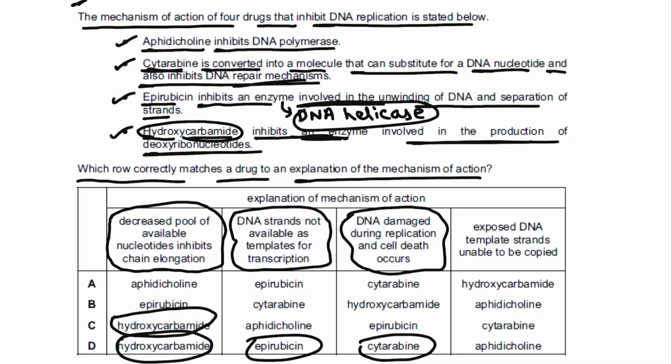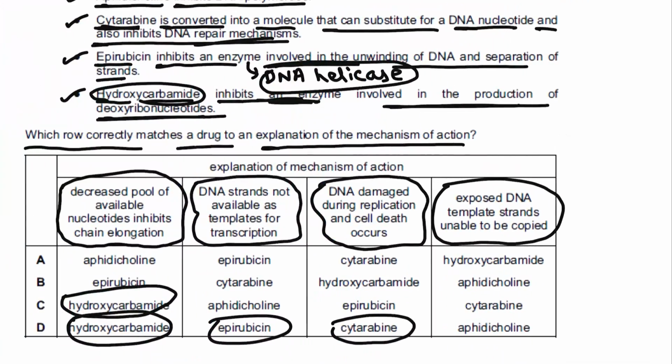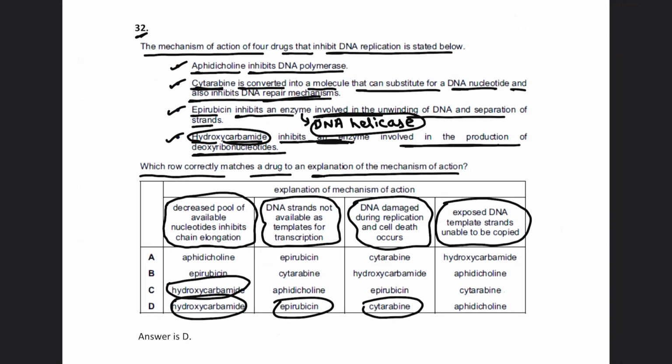So cytarabine will first damage the DNA, and then it will also inhibit the DNA repair mechanisms. Exposed DNA template strands unable to be copied. That's because when the template strands are there but they are unable to be copied, it is because DNA polymerase is not working, because DNA polymerase is the enzyme which actually copies the DNA.